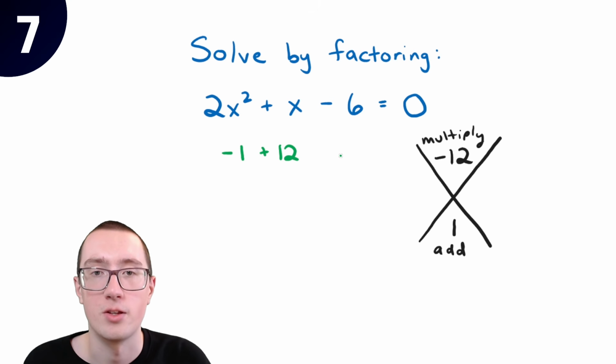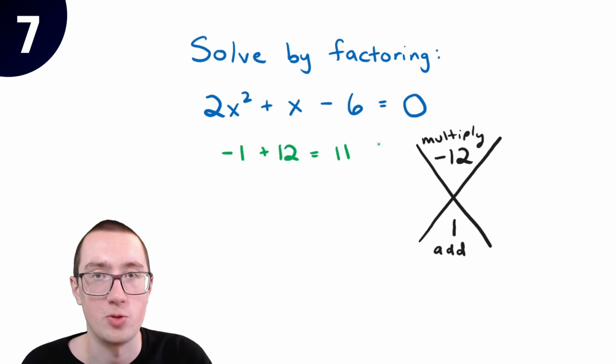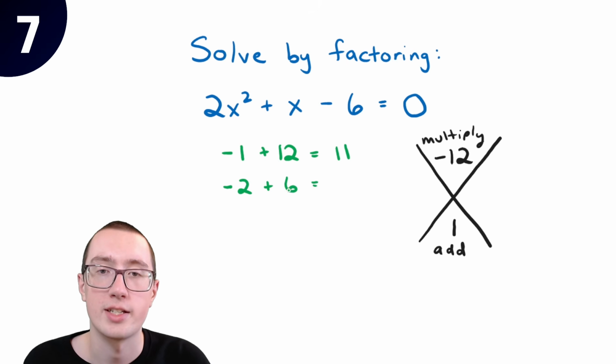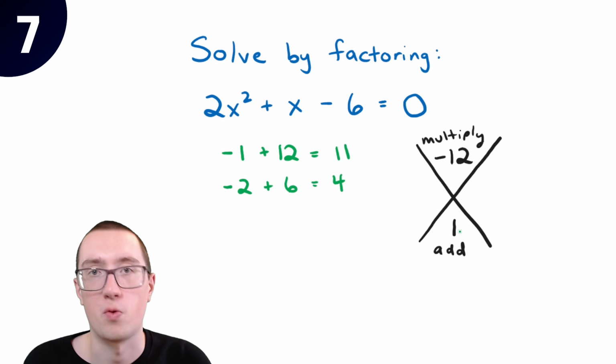But if I was to add them, we would get 12 minus 1, which is 11. And we're just looking for 1. So 11 is way too big. This is out. What about 2 times 6? 2 times 6 is 12, and I'm going to put the minus sign on the smaller number because we're adding to positive 1. If we add these together, we get 6 minus 2, which is 4. That's still not what we're looking for, but it is closer.